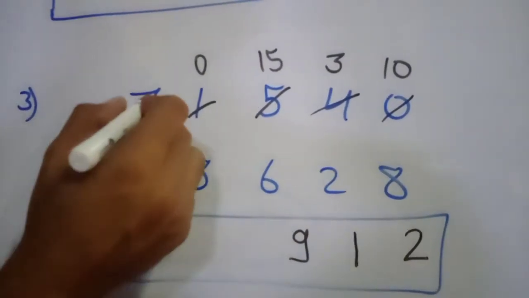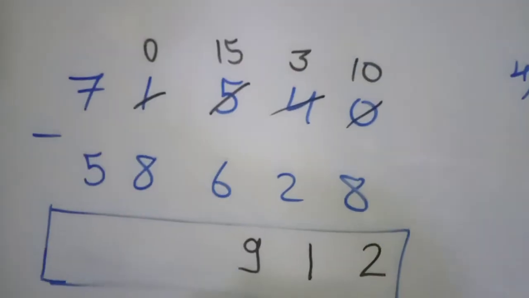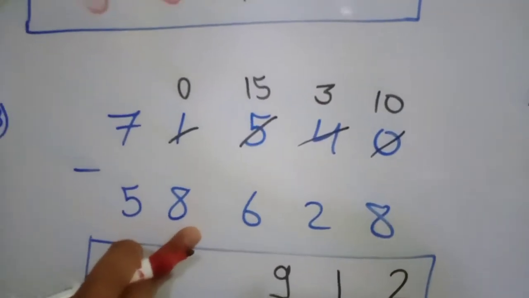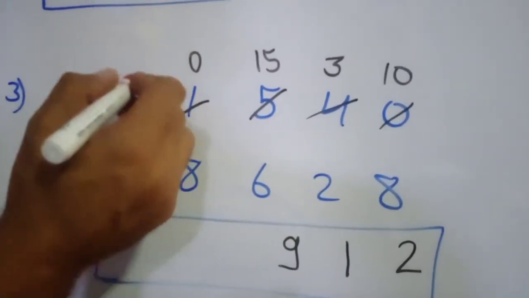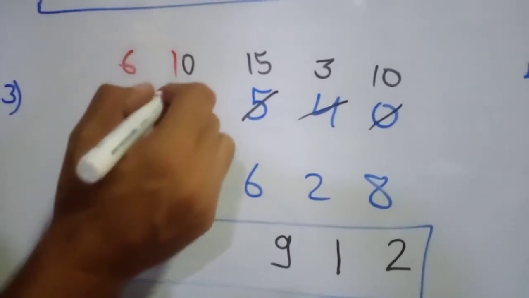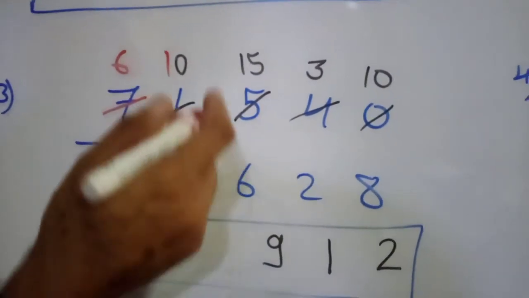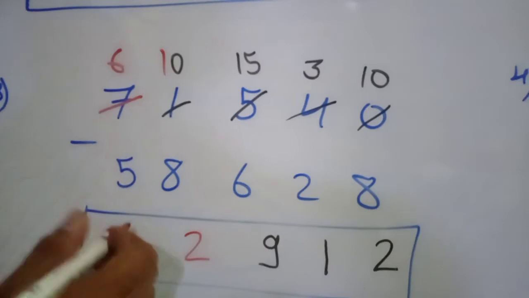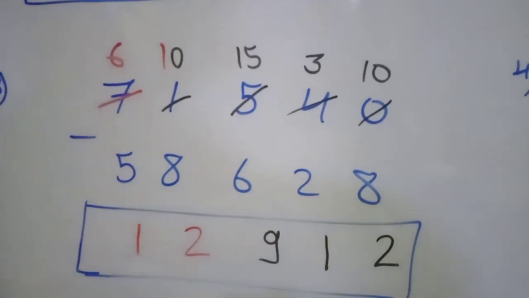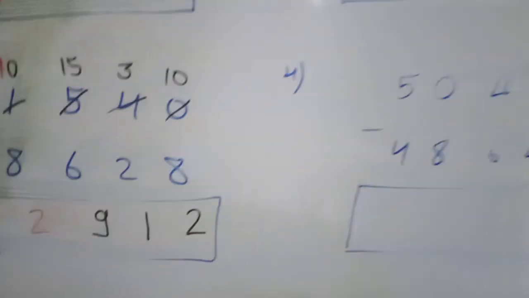No. It's not possible to subtract 8 from 0. So the same thing 0 also will do. Borrow 1 from 7. 7 becomes 6 and this 0 becomes 10. 10 minus 8, 2. 6 minus 5, 1. Move to the next sum.